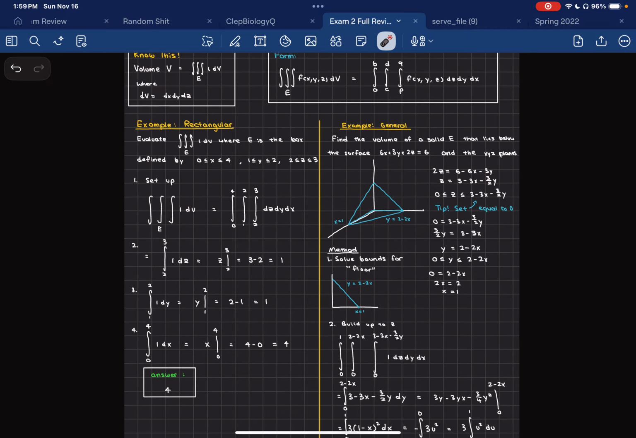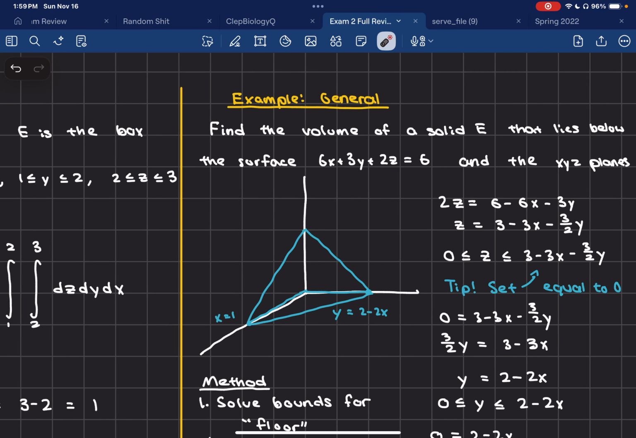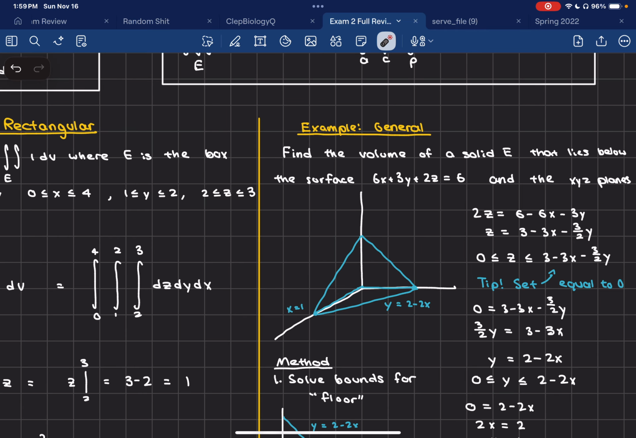And for general, I'm going to teach you a little bit about how to do it. So you want to find the volume of a solid E that lies below this surface right here. This surface is like a weird triangle thing. This is called a tetrahedron, but this top surface is the top surface, and the XYZ plane. So it's also bound by these planes right here.